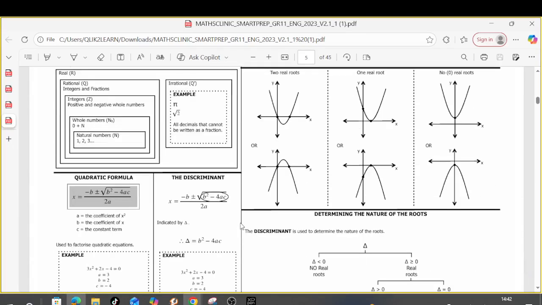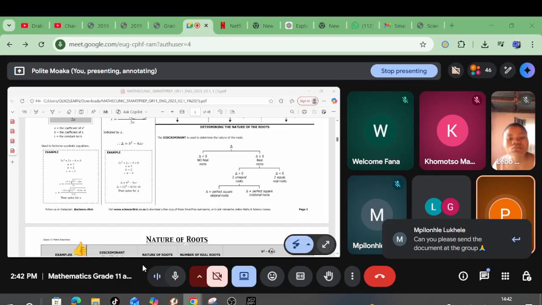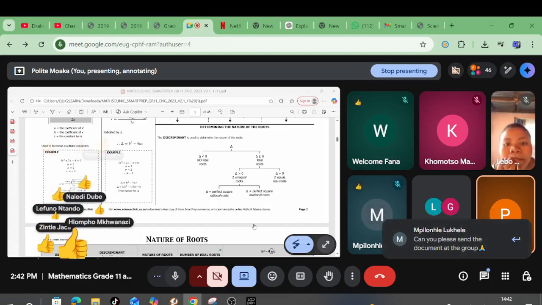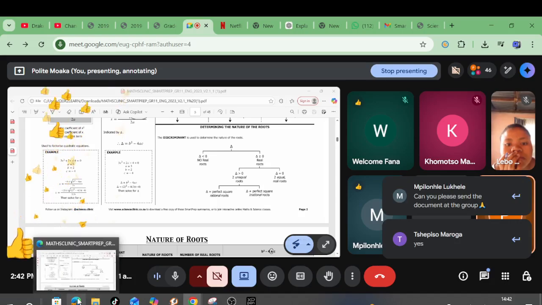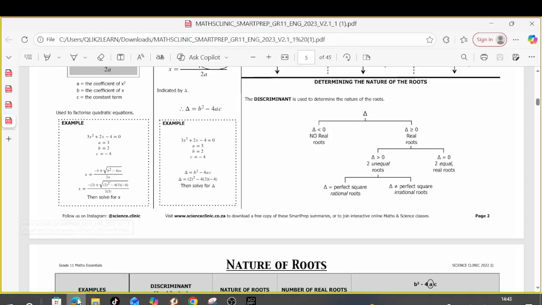Can you all see the textbook? On the chat, guys, can you see the textbook? Yes, I'll send the document on the group. Don't worry, I'll definitely send the document on the group. Thank you for the reactions, guys.